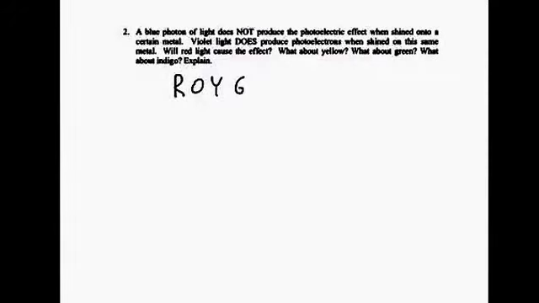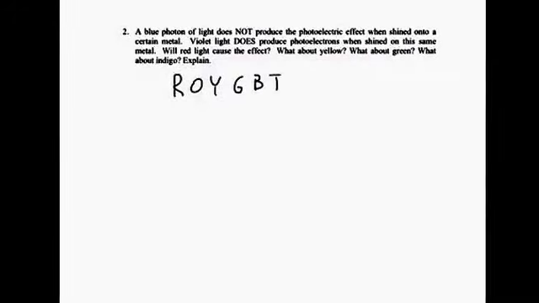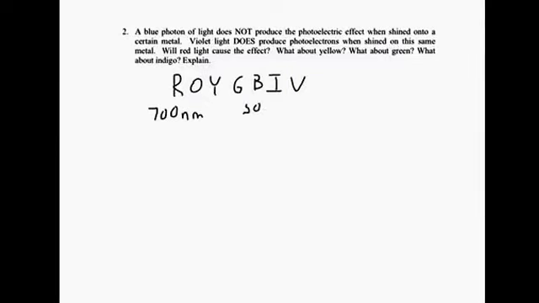Problem number 2: a blue photon of light does not produce the photoelectric effect when shined on a certain metal. Violet light does. We need to remember our ROY G. BIV, where red has a wavelength of 700 nanometers, blue is 500 nanometers, and violet is 400 nanometers.